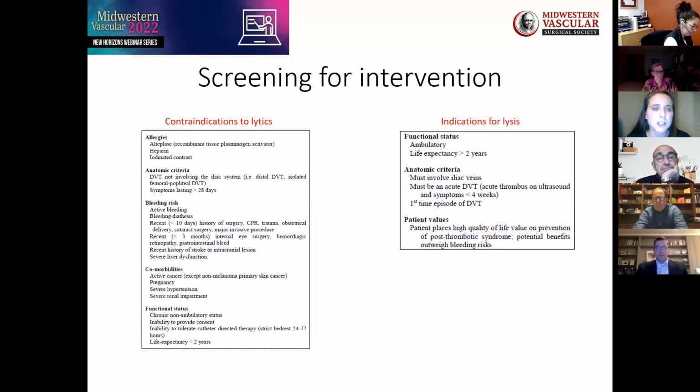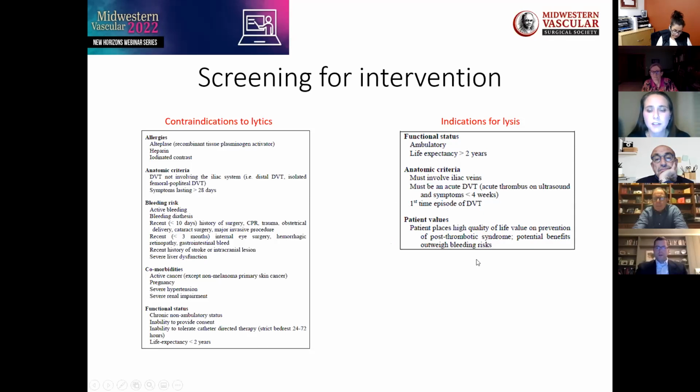We then screen these patients for contraindications to lysis, and then we also have a separate list of indications for lysis. You can see here, this list is short. We do want to capture those patients with symptoms. They need to be functional. The DVT, we ask, involves the iliac veins and is less than 4 weeks old. We don't necessarily exclude patients if they don't have a first-time episode DVT. I imagine this will fall out in our next set of guidelines.